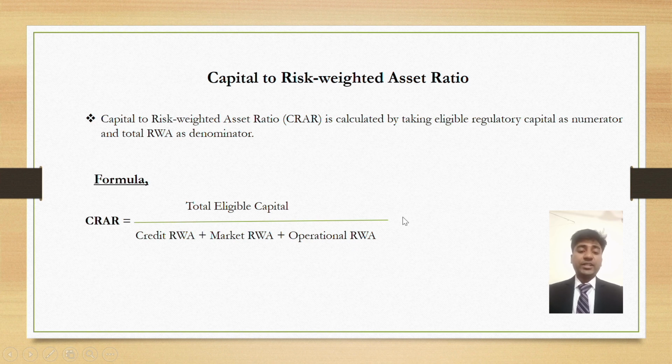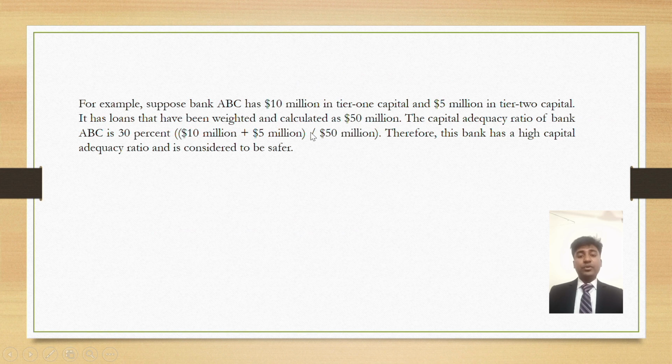The total eligible capital is the amount of total capital of a bank. For example, suppose bank ABC has 10 million in tier 1 capital and 5 million in tier 2 capital. Two types of capital are measured. Tier 1 capital is the core funds on hand to manage losses so that a bank can continue operation, and second, tier 2 capital, which is a secondary supply of funds available if a bank is closed down.